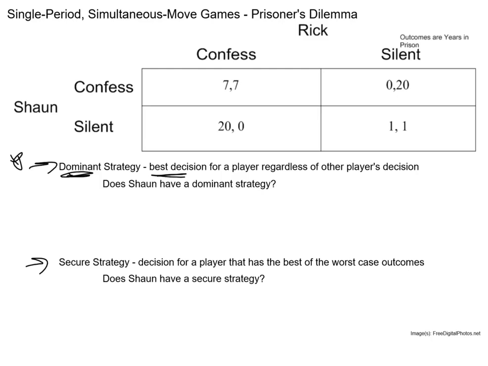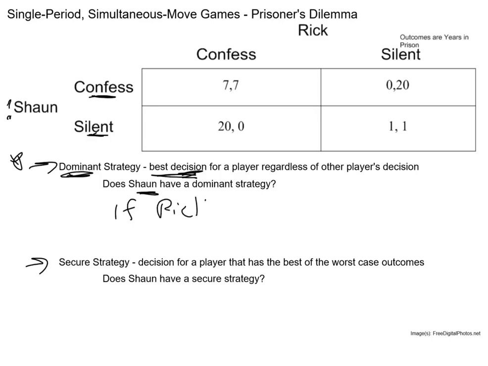Does Sean have a dominant strategy? We're asking, does this player Sean have a dominant strategy? That is to say, we're defining it in terms of his decisions. Is his decision of confess or remain silent going to be his best decision regardless of what Rick decides? Regardless of whether Rick confesses or remains silent, will Sean find confessing or silent to be his best option? In order to decide what Sean's dominant strategy is, we have to first consider what Rick could do.